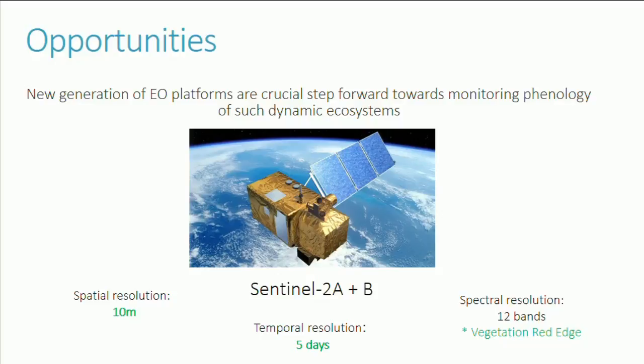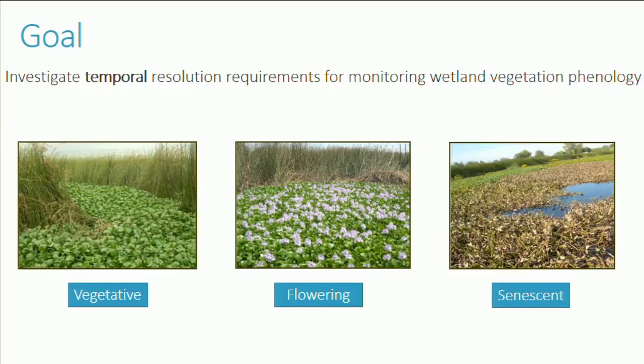This is a two-part sensor which allows a revisit time of 5 days and a spatial resolution of 10 meters. They launched part one of this sensor last year, and part two is supposed to be launched later this year. And the goal of this study is really to investigate the temporal resolution requirements needed for mapping wetland vegetation phenology, while still keeping those spatial requirements in mind.